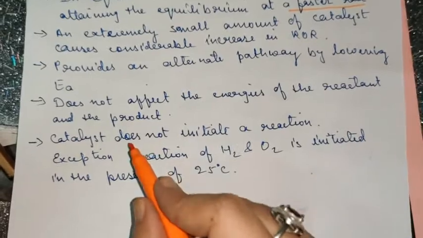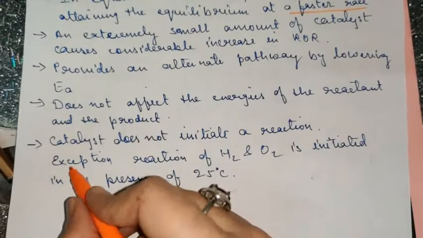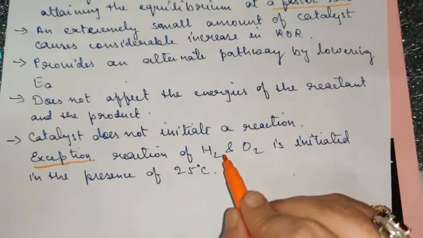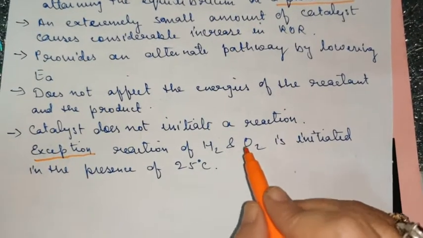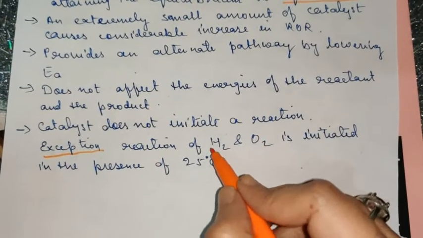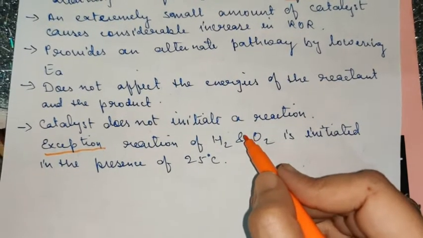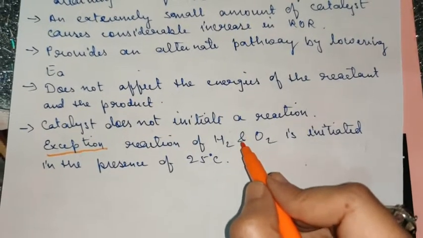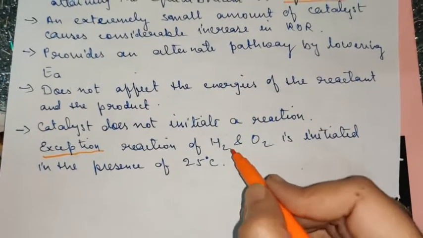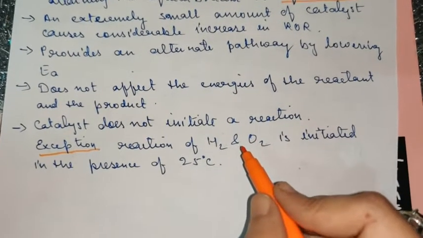It only helps in altering the rate of reaction. It does not initiate a reaction, but there is an exception to it, in the case of the reaction of H2 and O2. If hydrogen is reacting with O2, the product will be water obviously. If the reaction is carried out at 25 degrees Celsius, at room temperature, the reaction will not initiate on its own. But the moment you introduce platinum into this container, what will happen? Hydrogen and oxygen will start reacting immediately.